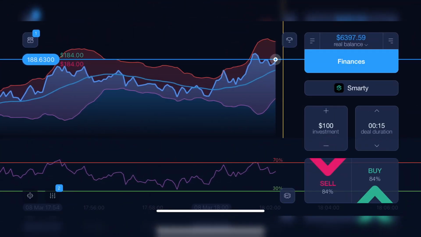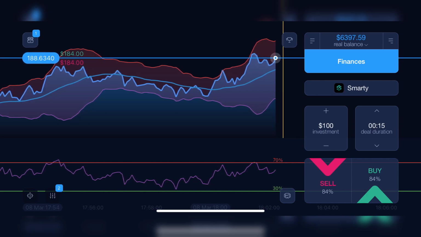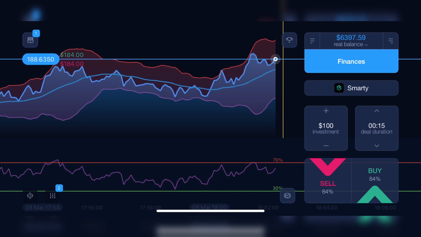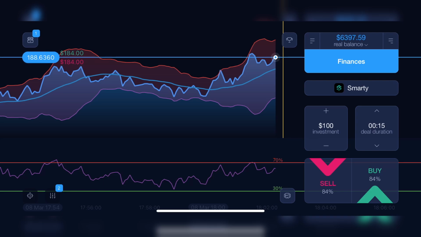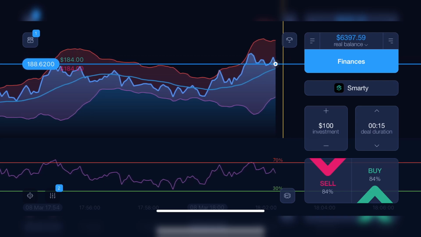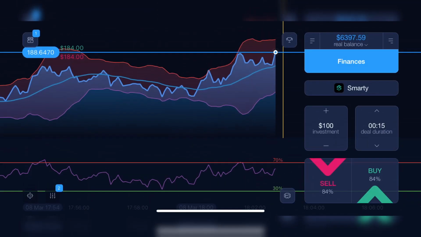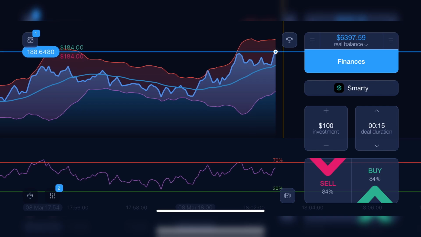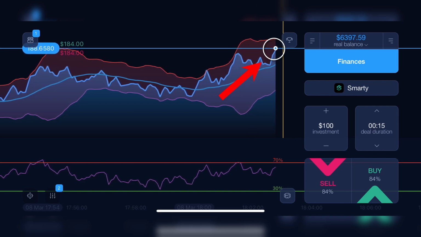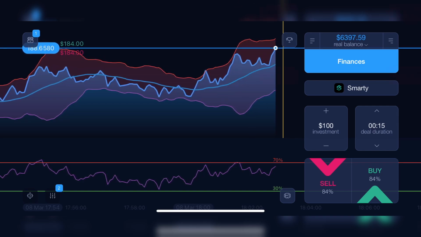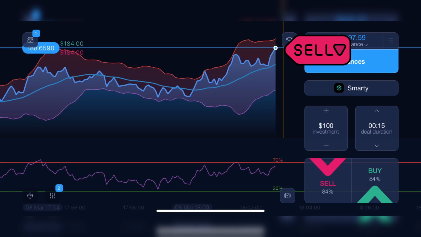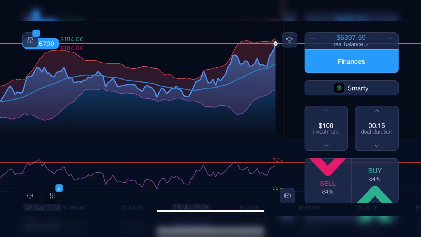As always, I'll start by showing you guys a trade I place using this strategy. Then, I'll explain how the strategy works and place a few more trades in the market. So, according to the trading strategy, this point in the market will be a good entry point for a sell trade. Because of that, I'll place a $100 sell trade right here.